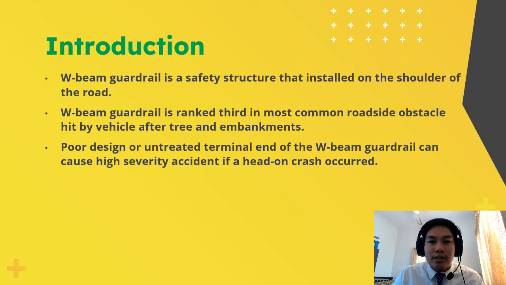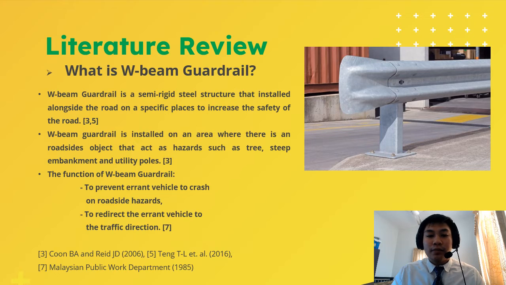Introduction. W-beam guardrail is a safety structure that is installed alongside the shoulder of the road. W-beam guardrail is ranked third in most common roadside obstacle hit by vehicle after trees and embankment. Poor design or untreated terminal end of W-beam guardrail can cause high severity accidents such as vehicle penetration if a head-on impact occurred. So let's jump into my literature review of final year project.